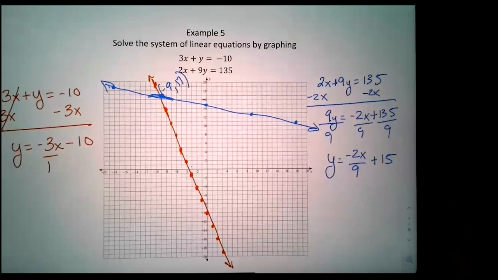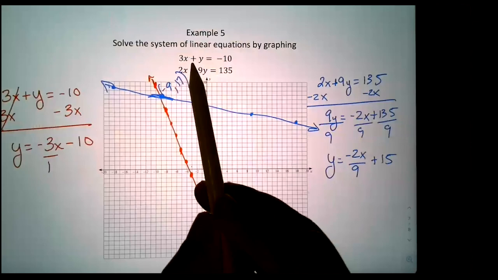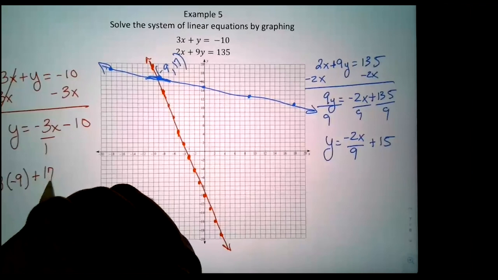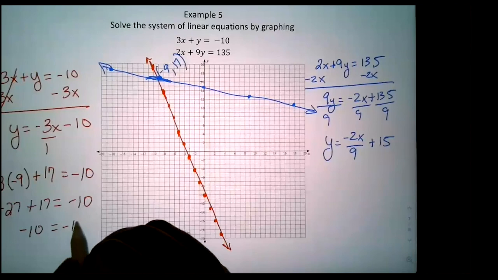Before I say that's the answer, I want to check it, so I'm going to plug negative 9 and 17 into both of these equations in their original form. So I'm going to do 3 times x, which is negative 9 now, plus 17, and see if I get negative 10. That's negative 27 plus 17 equals negative 10, and that is negative 10. So that's good.